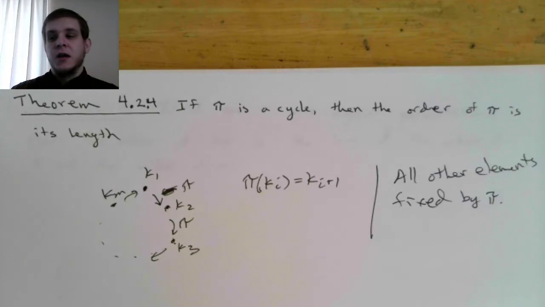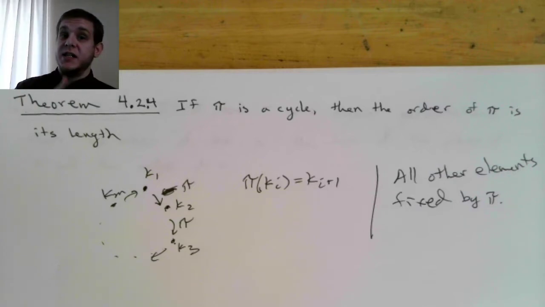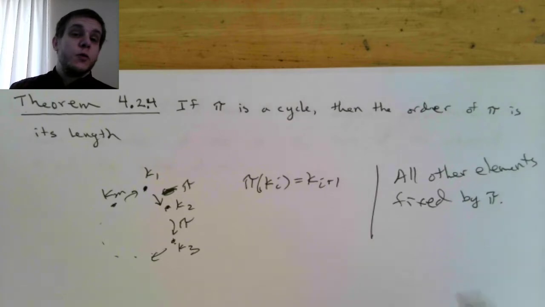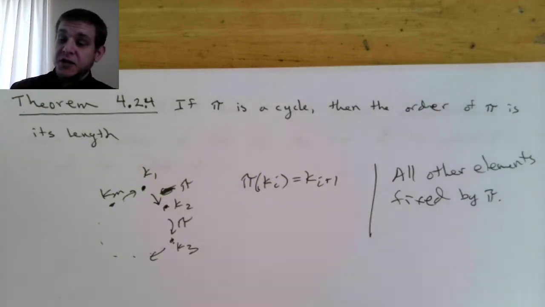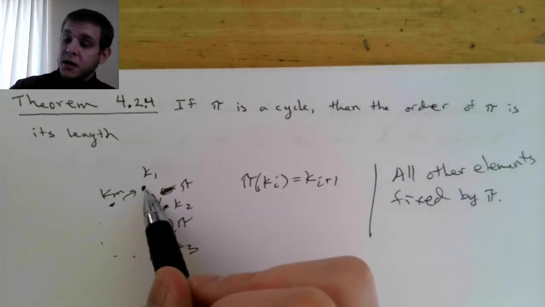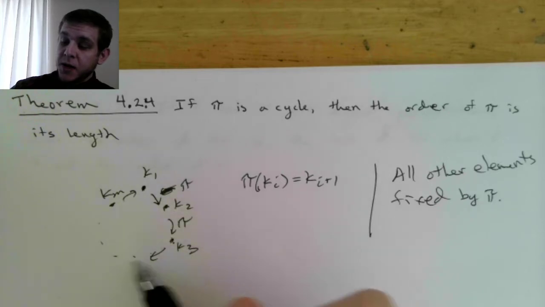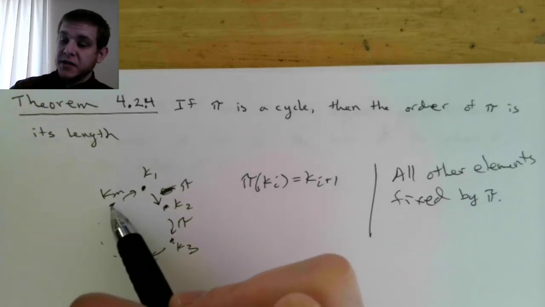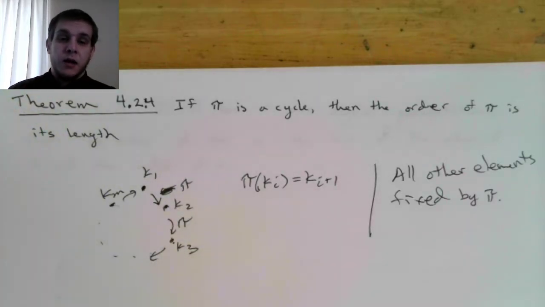We're looking for the number m such that when I raise pi to the m, I get the identity element of the group, which in this case is the identity permutation. So m is one such number, and it has to be the smallest such number, because if you choose any number smaller than m, k1 is taken to something that's not equal to k1. So it's not the identity permutation anymore.